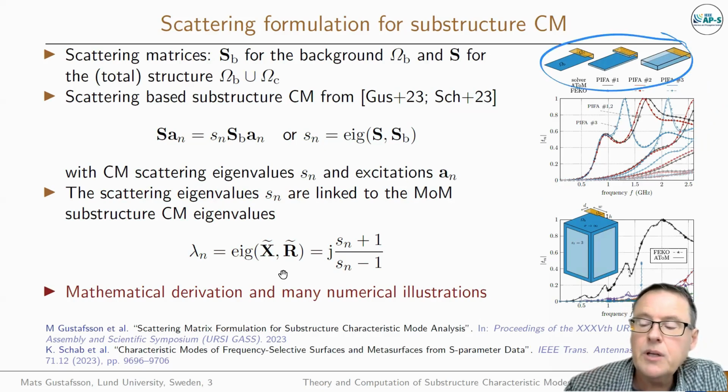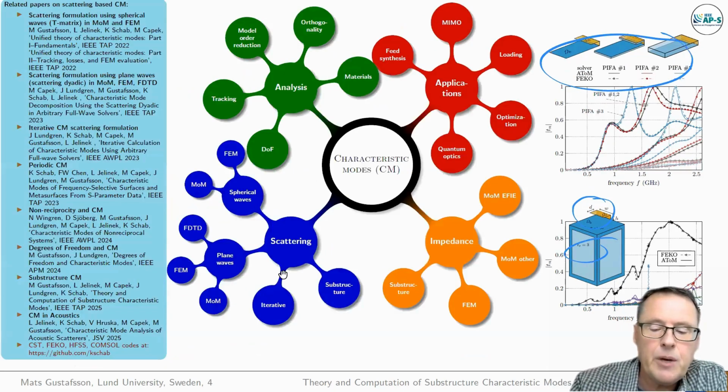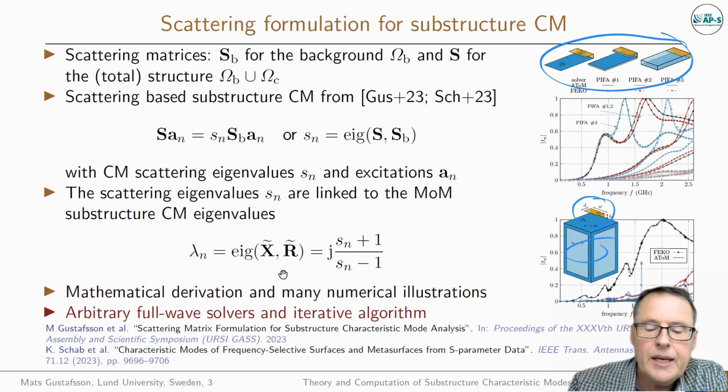See some of them here. They involve ground planes, both metallic and dielectric. You can see another complicated one here with the larger ground plane. And we compare them and actually show that they are the same. And as I mentioned, now we can actually do this in an arbitrary full-wave solver. We also present an iterative algorithm so that you can do this quite efficiently.